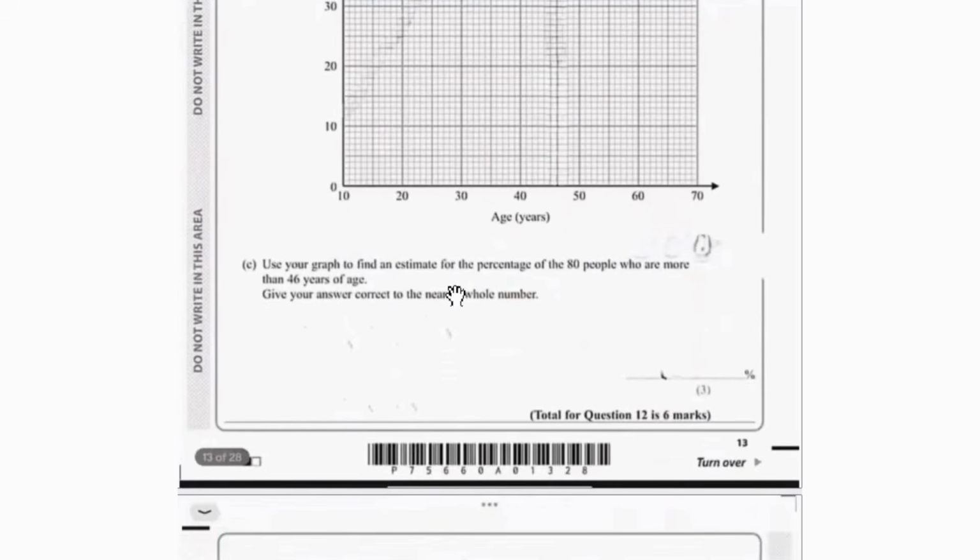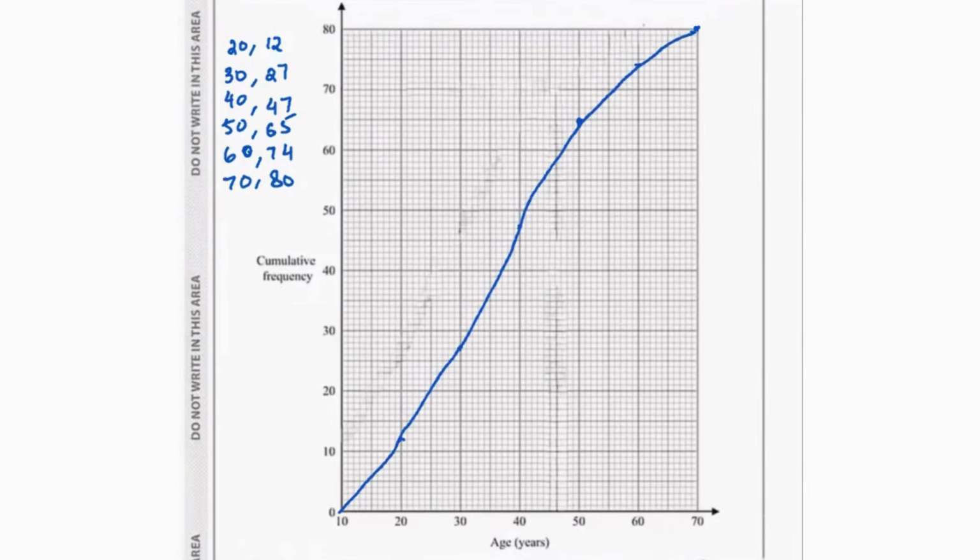Then they're saying use your graph to find an estimate for the percentage of the 80 people who are more than 46 years of age. Give your answer correct to the nearest whole number. So we have to find the percentage of the 80 people who are more than 46 years of age. So we go to our x-axis and highlight 46. So 46 is this. So you draw a line towards the graph. The corresponding cumulative frequency value I'm getting is 58.